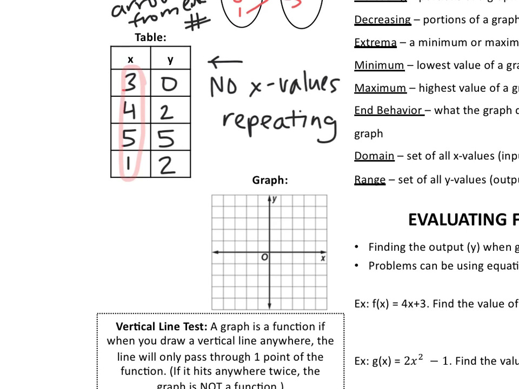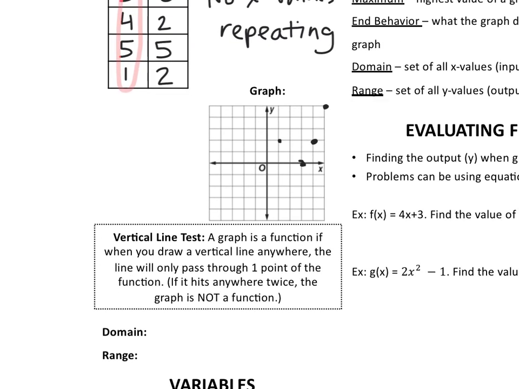Now we're going to look at a graph. If we were to graph these points, we have the point (3, 0), which is right there. We have the point (4, 2). We have the point (5, 5), and (1, 2). Okay, so now that we have these graphed, we're going to look at something called the vertical line test.